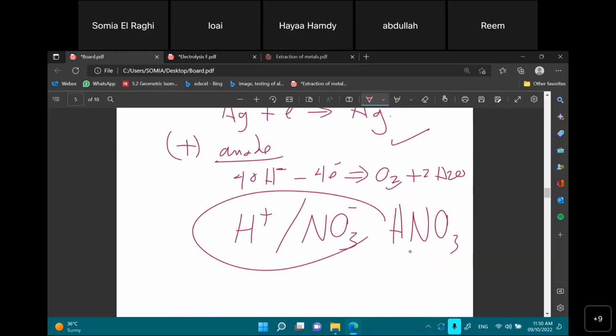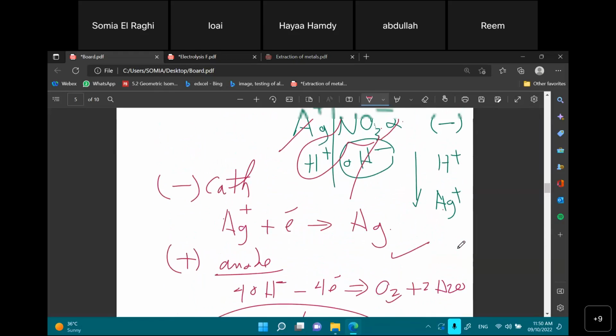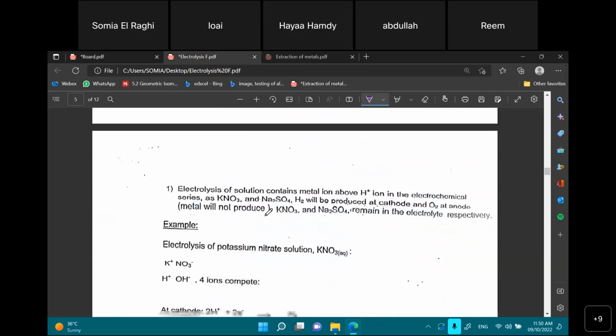What is this material called? Nitric acid. Same question, and pH value decreases from 7 to 1 due to the formation of this strong acid. But there is no color change here as in the case of copper sulfate. Please revise. Important, all of that.